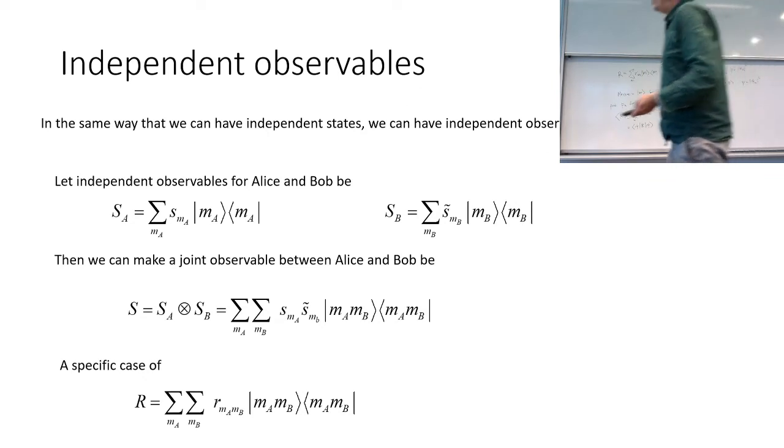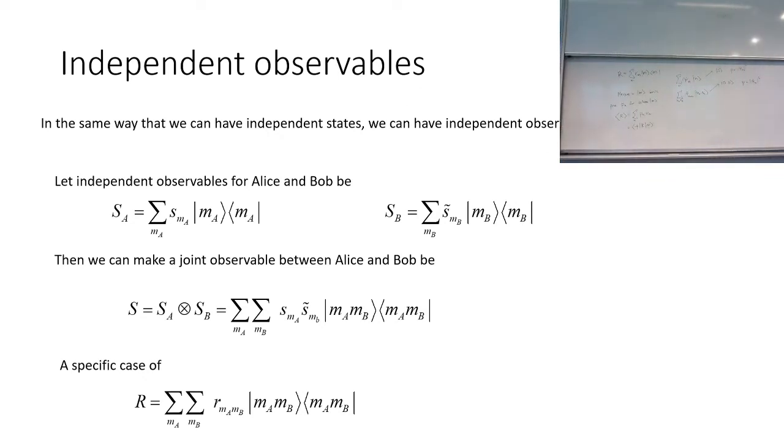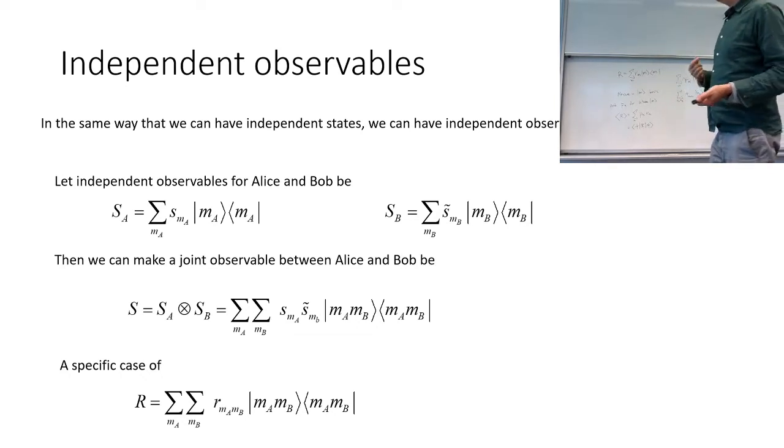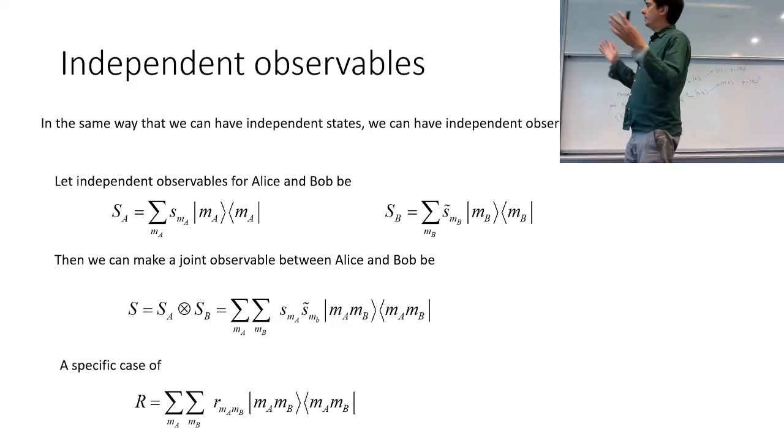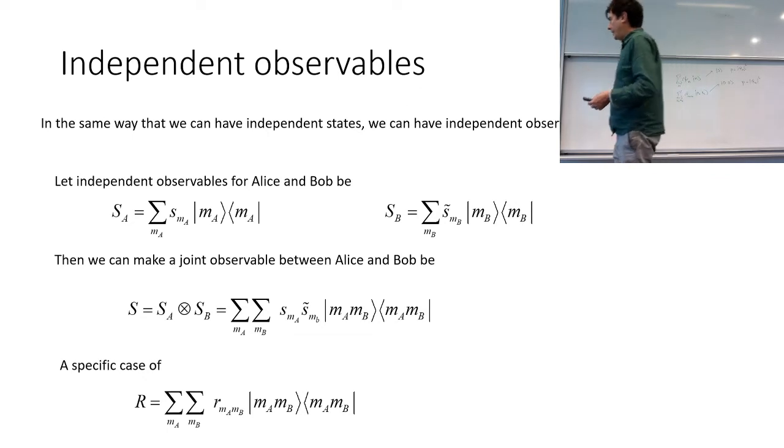So, for example, let's say Alice has this observable S. This is just defined on Alice's system. And let's say Bob has this observable SB. And so we can make a joint observable between Alice and Bob. What you do is, again, a tensor product that basically combines these vectors together to put it in the larger space.